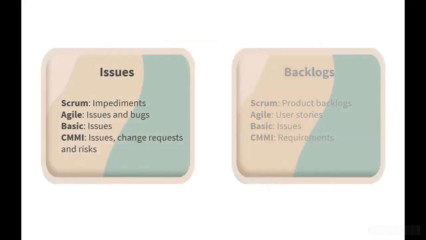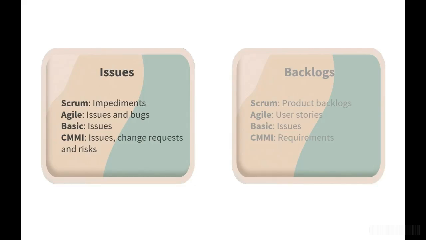Work items, as mentioned earlier, are the basic components of Azure Boards and are categorized in 2 buckets. There are 2 main buckets, issues and backlogs. These categories are named differently depending on the process template you choose. For example, in the issues category, Scrum uses impediment. Agile has issue and bug tracking, and CMMI uses issue, change requests, and risks. The basic template simply calls them issues.